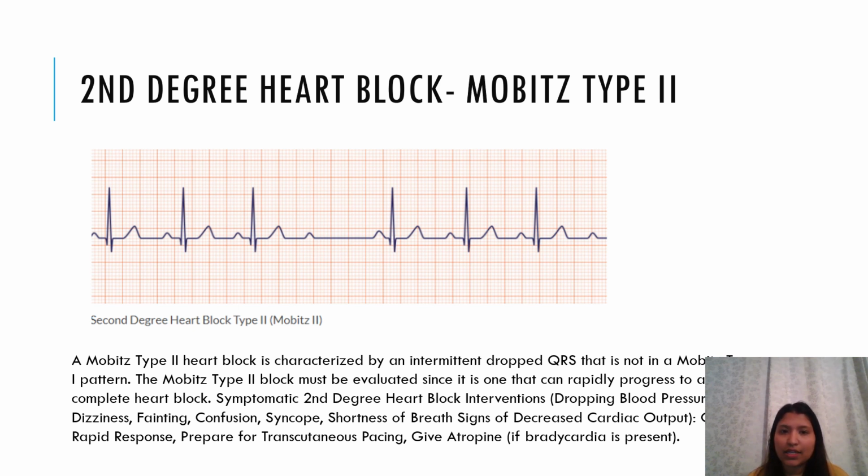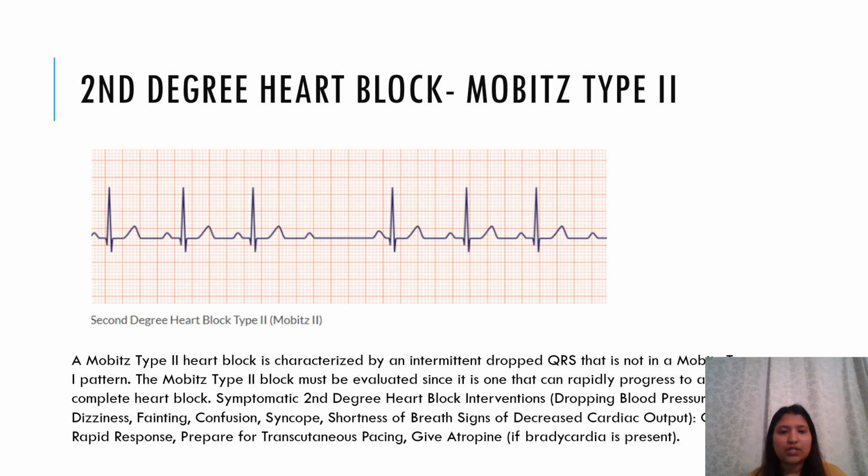Again a second degree heart block. This is Mobitz type 2. It is characterized by intermittent dropped QRS that is not in Mobitz 1. So there is an intermittent dropped QRS here.